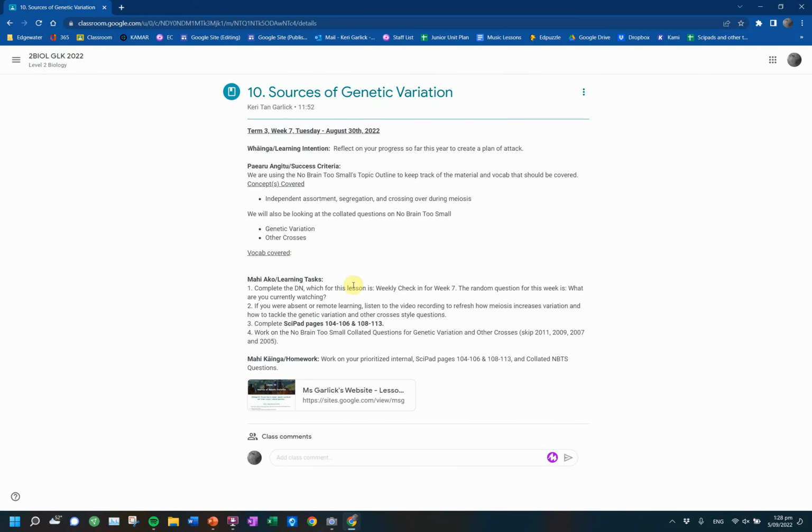And then we'll write in the list of the new vocabulary that we've covered. But the SciPad pages 104 to 106, and 108 to 113 is all looking at this material that I've covered in today's lesson. You could also, like I said, start working on some of those No Brain Too Small questions if you want. And then just drop it into my box whenever you have printout works done, things like that. Cool? All right, that's it for us. This lesson is recorded, and I will scan all my notes in case you've missed something. Okay?